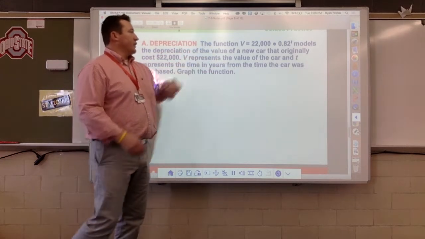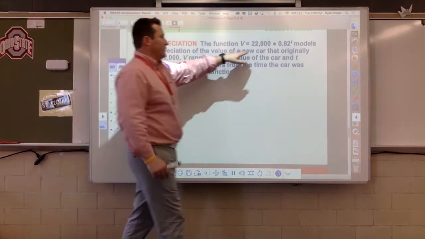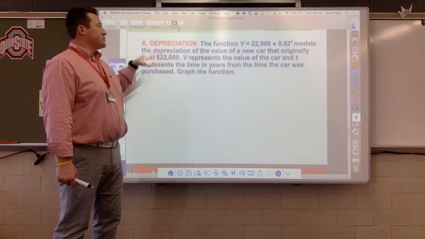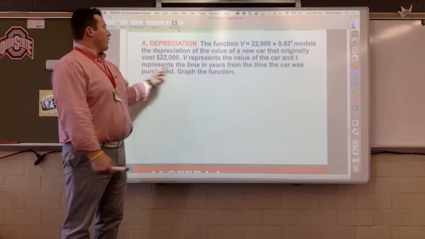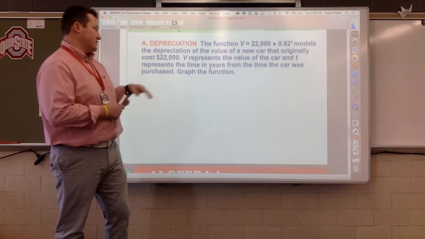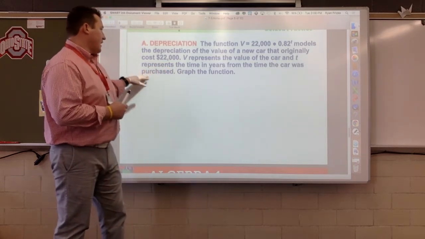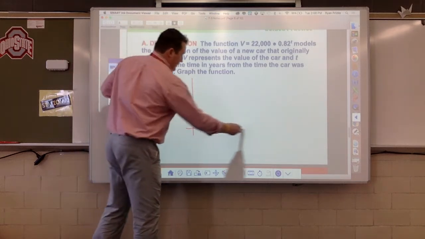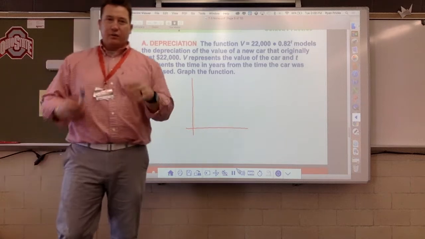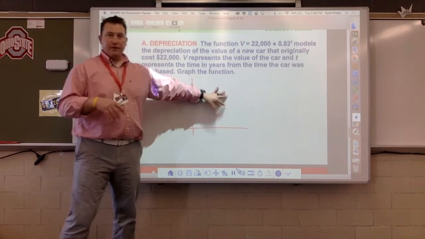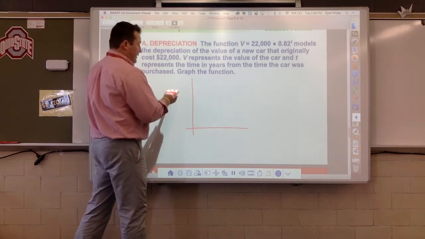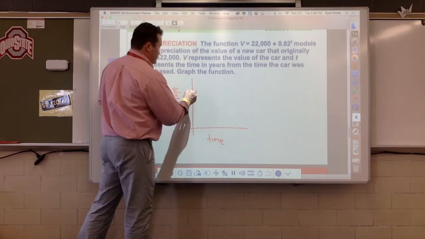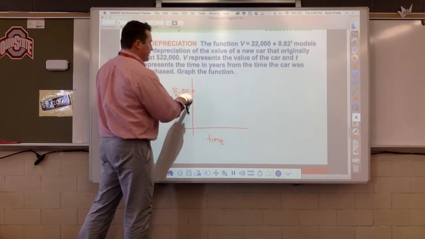Okay, here's another function. It almost looks identical. The initial value is a little bit less, but that 0.82 looks very suspicious. Again, this one models depreciation. Here, our initial value of this car was $22,000. Graph the function. Again, super easy to graph this one. Guys, you'll notice most of our graphs really are just dealing with quadrants 1 and a little bit of 2. Again, here is the value. Here is the time. Guys, what's my initial value? 22,000.